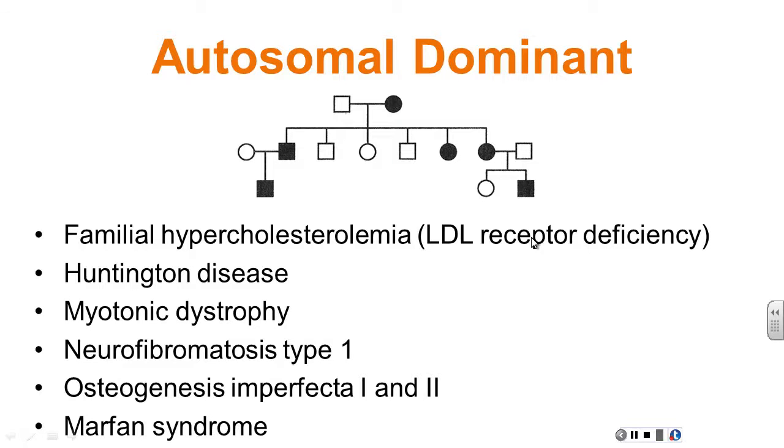Things like receptors or other things involved in signal transduction tend to be dominant. That means one copy is enough to cause the disease. That means that the normal copy is not enough to cover for the mutant copy.